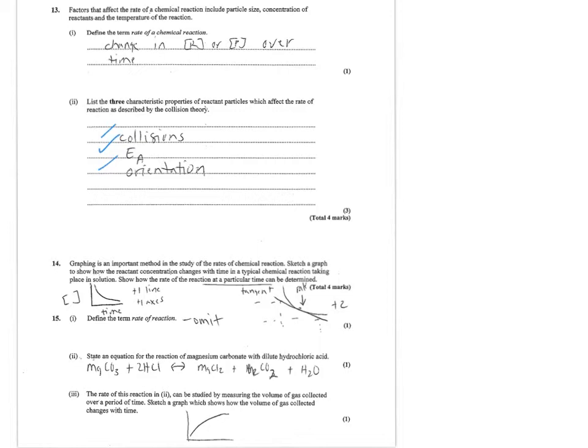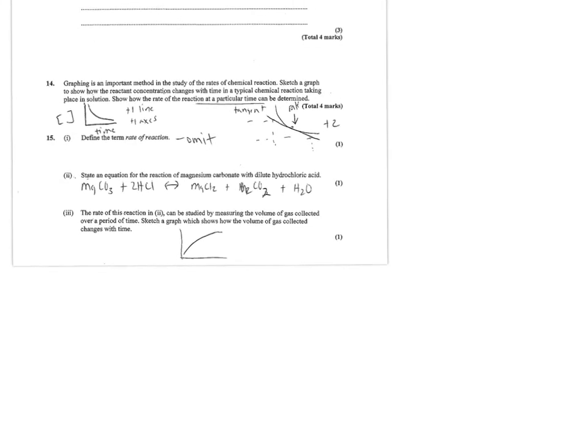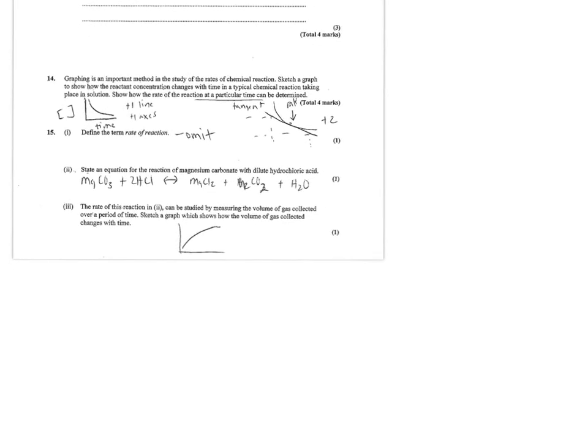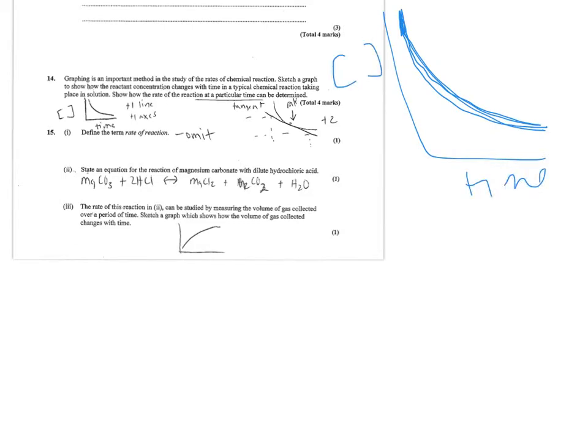Number 14, graphing is an important method in the study of the rates. Sketch a graph to show how the reactant concentration changes with time in a typical chemical reaction taking place in solution. So what they wanted you to indicate on this graph is, because it's reactant, you have to have a downward slope, a negative slope, and you have to show that exponential curve showing that the initial rate at the beginning is the steepest slope, and then the rate immediately starts slowing down as fewer reactant particles are available. So you got a point for the line. You also got a point for correctly labeling your axes as concentration and time for 14 there.